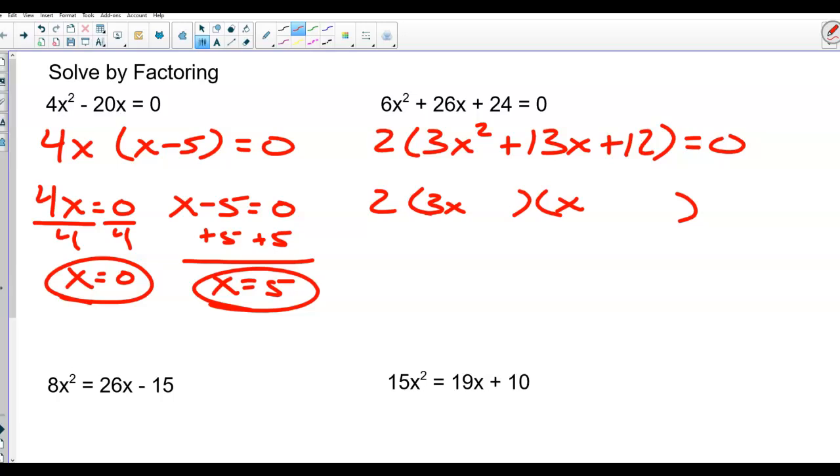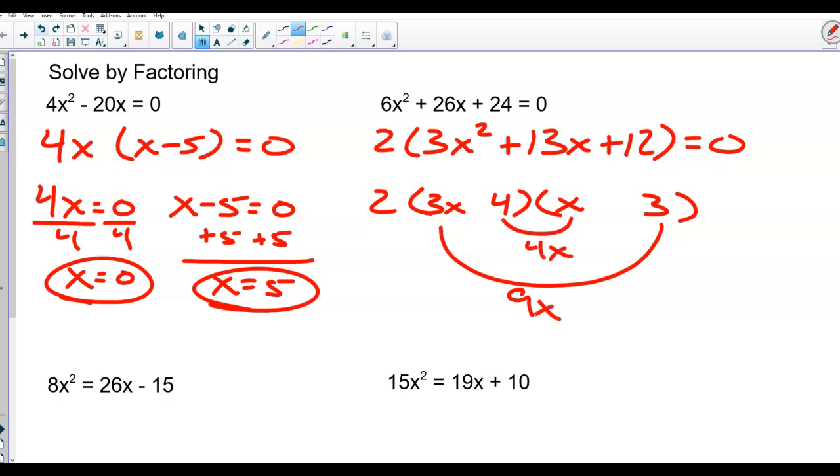Okay? So the factors of 12 are 1 and 12, 2 and 6, 4 and 3. I always check the middle ones first. But you're wasting your time putting the 3 here. You can't have a GCF in a parenthesis. So I'll start with the 4 here and the 3 here. 4 times 3 is 12. 3x times x is 3x squared. I don't need to check that. It's the middle term I need to check.